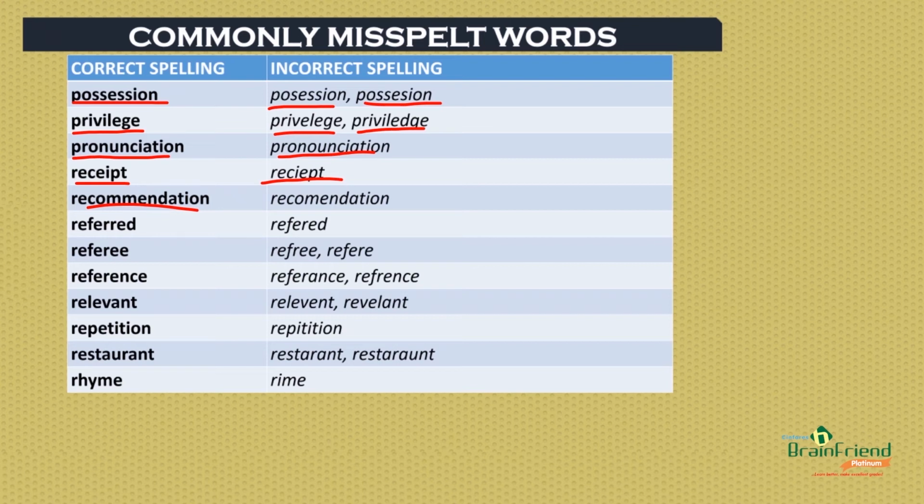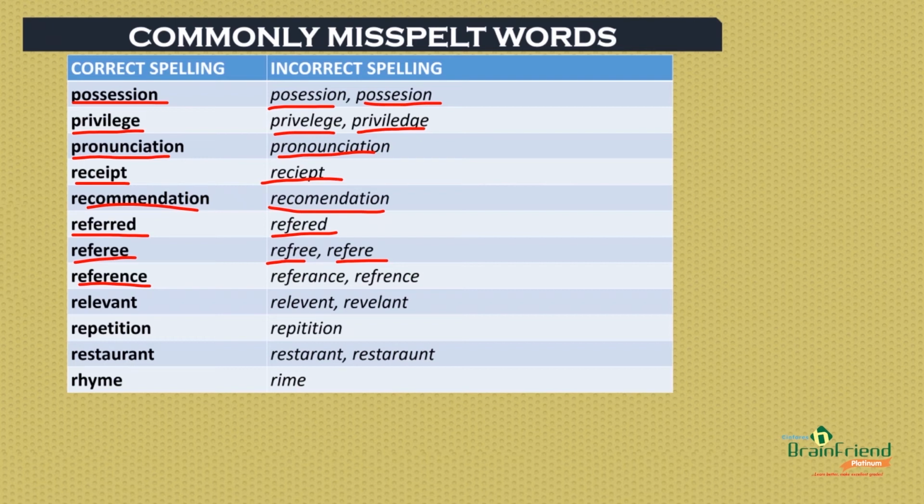Next, we have recommendation, spelled R-E-C-O-M-M-E-N-D-A-T-I-O-N, but wrongly spelled as R-E-C-O-M-E-N-D-A-T-I-O-N. Next, we have referred, spelled as R-E-F-E-R-R-E-D, but wrongly spelled as R-E-F-E-R-E-D. Also, we have referee, spelled R-E-F-E-R-E-E, but wrongly spelled as R-E-F-R-E-E or R-E-F-E-R-E.